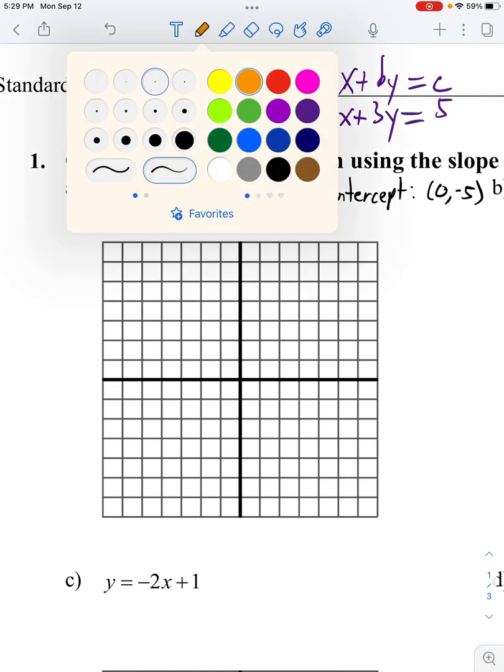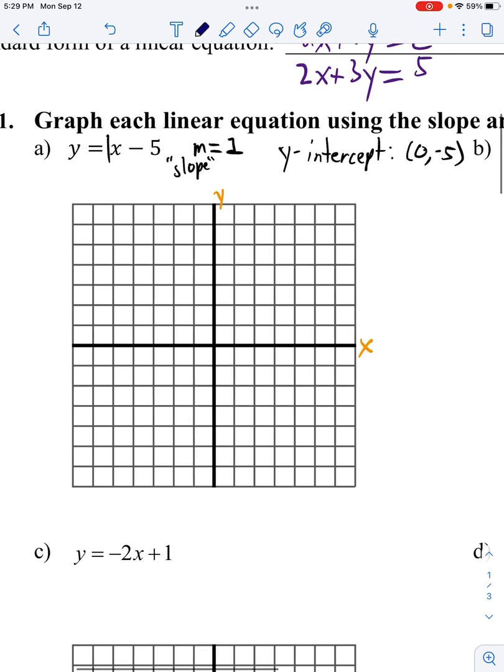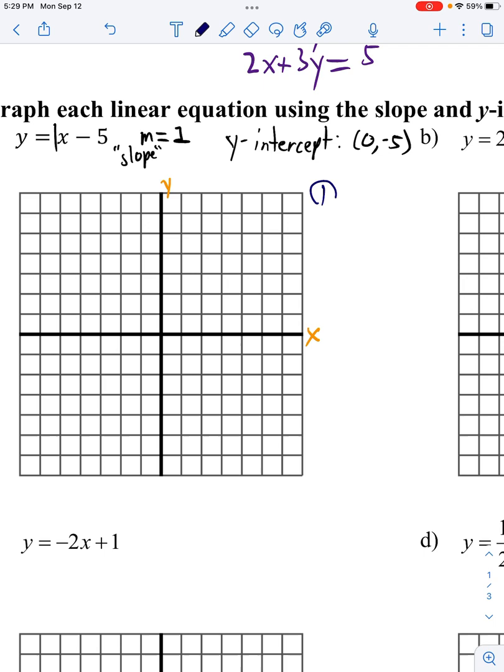So let's go down here. I'm going to label my x-axis here, my y-axis here. Okay? Let's graph this equation. My first step is I plot my y-intercept point. Okay, what is that here? That's 0, comma, negative 5.